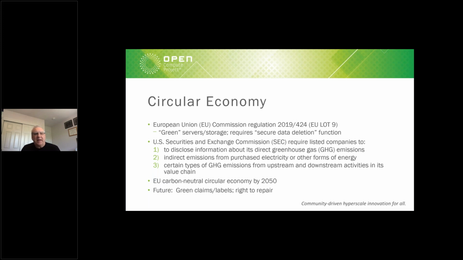We're also seeing that the EU has a carbon neutral circular economy goal by 2050. If they follow suit with what they've done, for example, with the General Data Protection Regulation as a model, then we should anticipate that there's going to be some level of teeth in that regulation at some point.